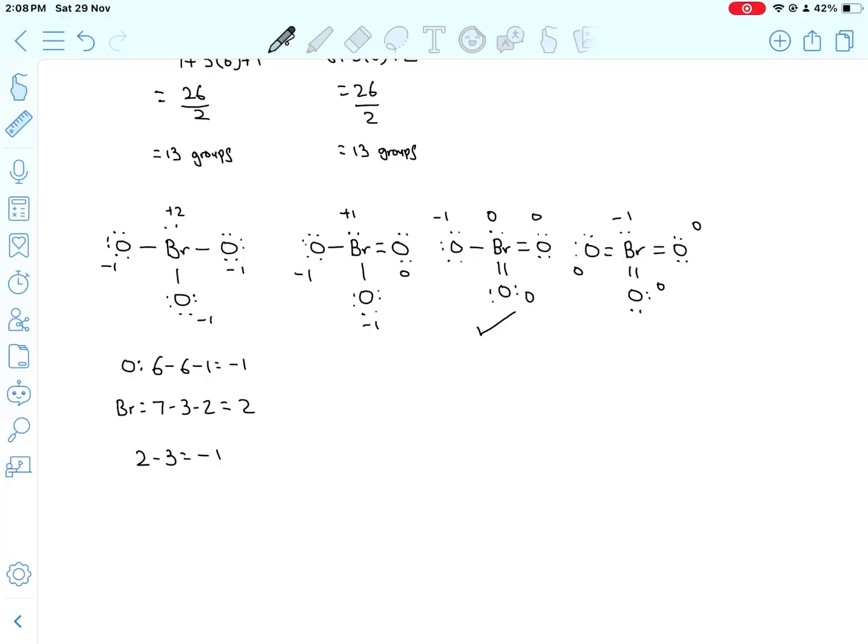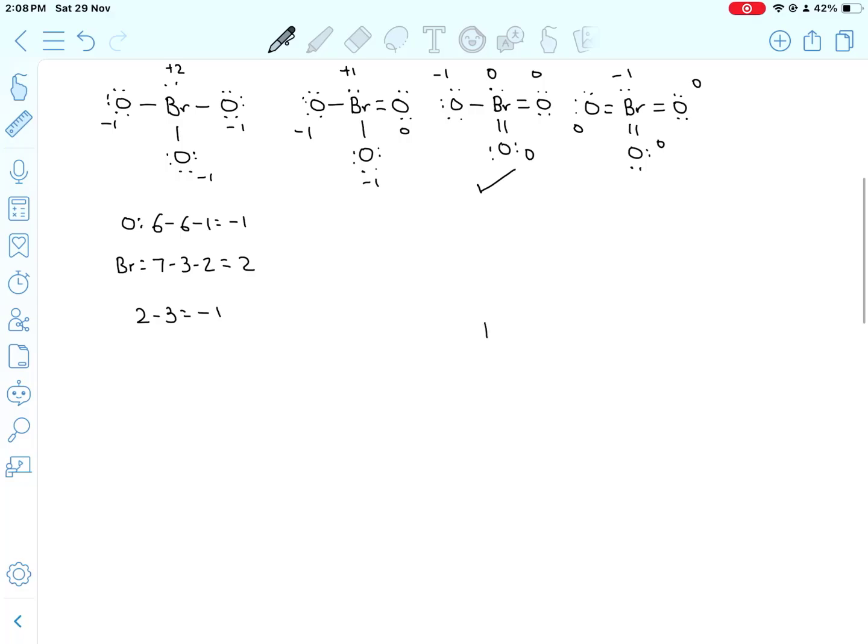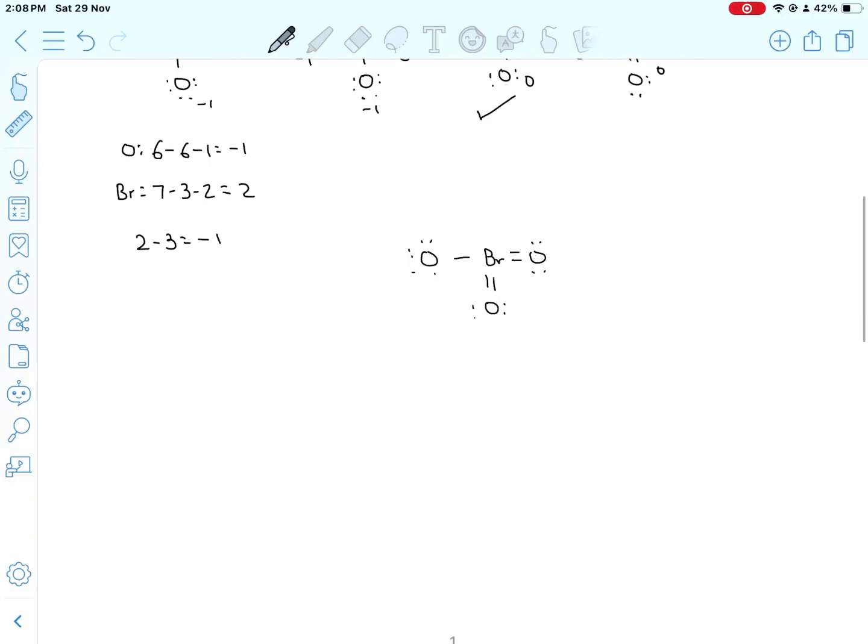By doing that, you would be able to see that the third structure is the most probable one, because the negative charge will be on the more electronegative atom, and overall it has the least amount of formal charges, which is what a structure would want to head towards. So I will draw the structure again below to make it clear for the oxidation number.